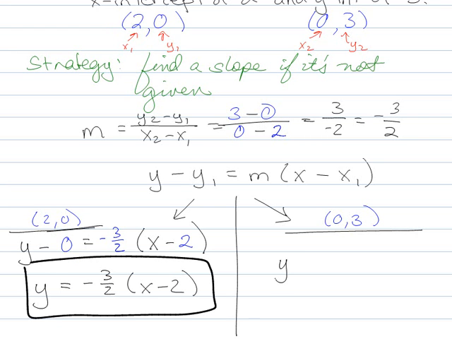Okay, so your other option is y minus 3 equals negative 3 halves times x minus 0. And now here you can go ahead and say y minus 3 equals negative 3 halves times x.